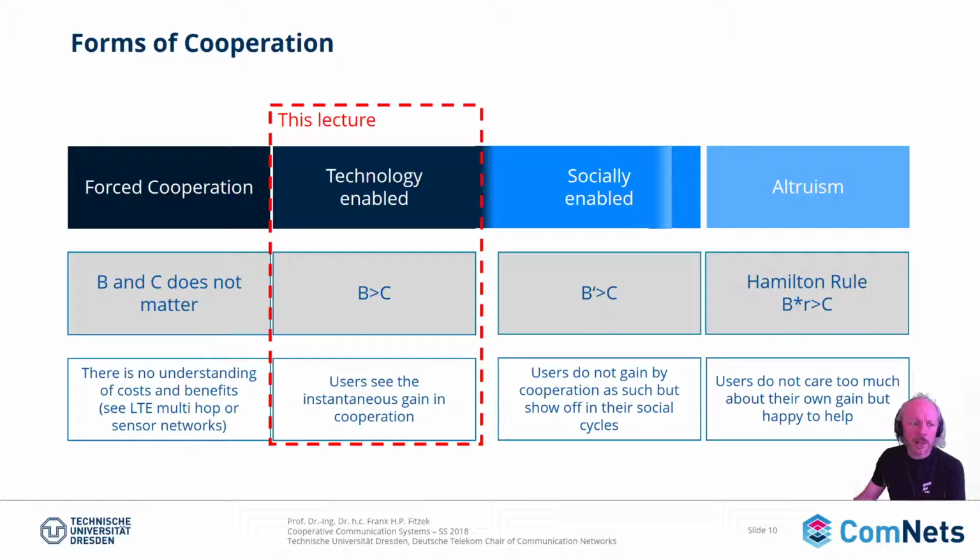And also from our last lecture, you saw 4 different forms of cooperation. Today, this lecture is only about the technology enabled. So what we would like to do is to let the users see that if they cooperate, they have a gain in the energy. And there's nothing about socially enabled. We don't force anybody, or we don't ask for family membership. Here it's really that we want to create a technology-based cooperative behavior.